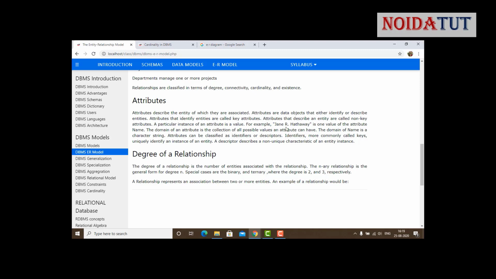For example, Jane R. Hathaway is one value of the attribute name. The domain of an attribute is the collection of all possible values an attribute can have. The domain of name is the character string. Attributes can be classified as identifiers and descriptors. Identifiers, more commonly called keys, uniquely identify an instance of an entity. A descriptor describes a non-unique characteristic of an entity instance.